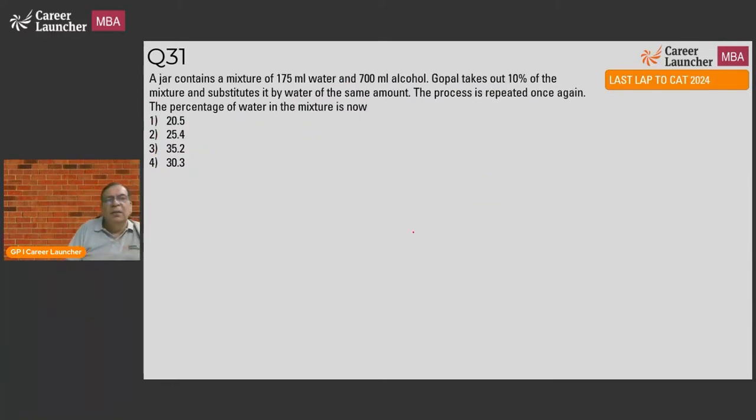Another question of mixture. It contains 175 ml of water and 700 ml of alcohol. What is this? 20% water. 175 into 4, that means if this is 1 ml, alcohol will be 4 ml and total will be 5 ml. So it is 20% water or 80% alcohol. Gopal takes 10% of the mixture and substitutes it with water for the same amount. The process is repeated once again. Percentage water?